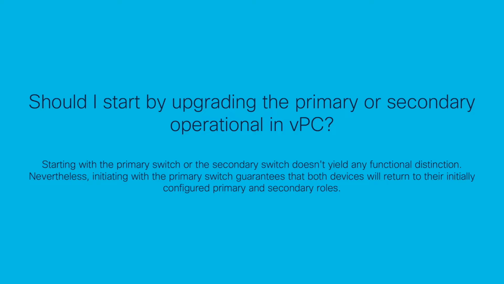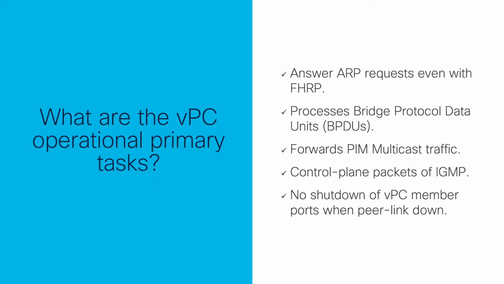Nevertheless, initiating with the primary switch guarantees that both devices will return to their initially configured primary and secondary roles, although it is important to know some of the functions of the Nexus operationally primary in vPC. Here are 5 tasks of the primary operational Nexus to be aware of.